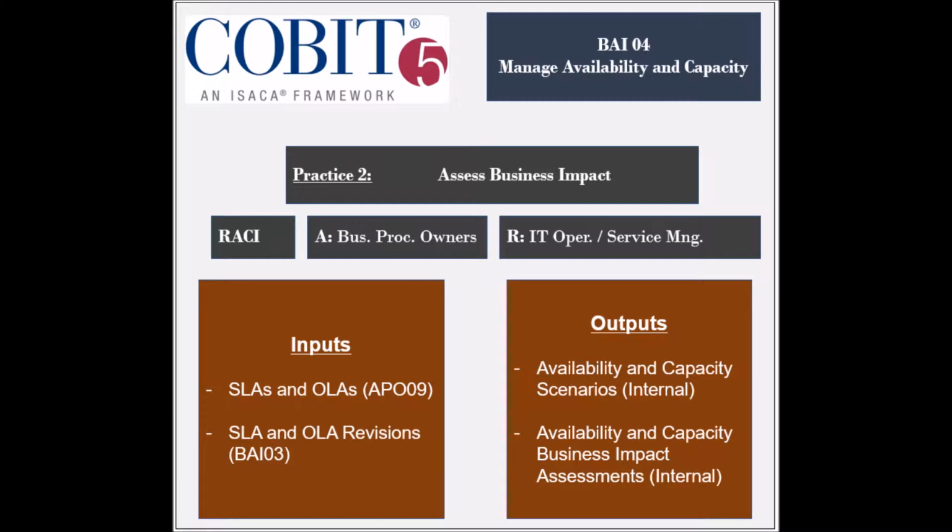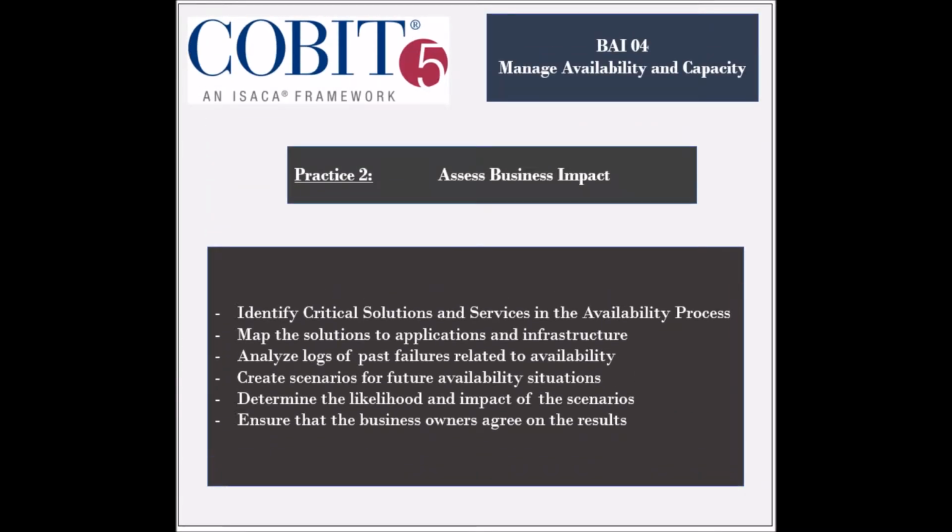The practice receives 2 inputs, which are the service level and operational level agreements from the APO9 process and the agreement revisions from the BAI03 process. It generates 2 outputs, which are the availability and capacity scenarios and the availability and capacity business impact assessments, both to be used internally. The activities involved in this practice include identifying the critical solutions and services that affect the availability and capacity process. The resources that these solutions and services depend on should be focused on.